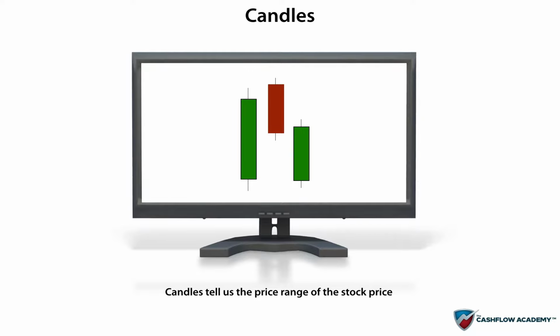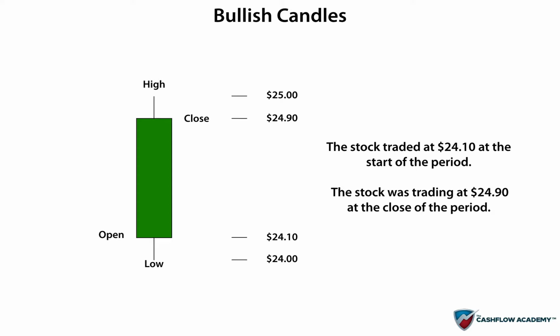And they used to use these for rice. What they do is they take a period of time, and the Japanese would do this with rice and say, okay, at the open of this period of time, what was the price? And at the close, what was the price? And what's the lowest it got and the highest it got in that time period? So it gave us 4 pieces of information.